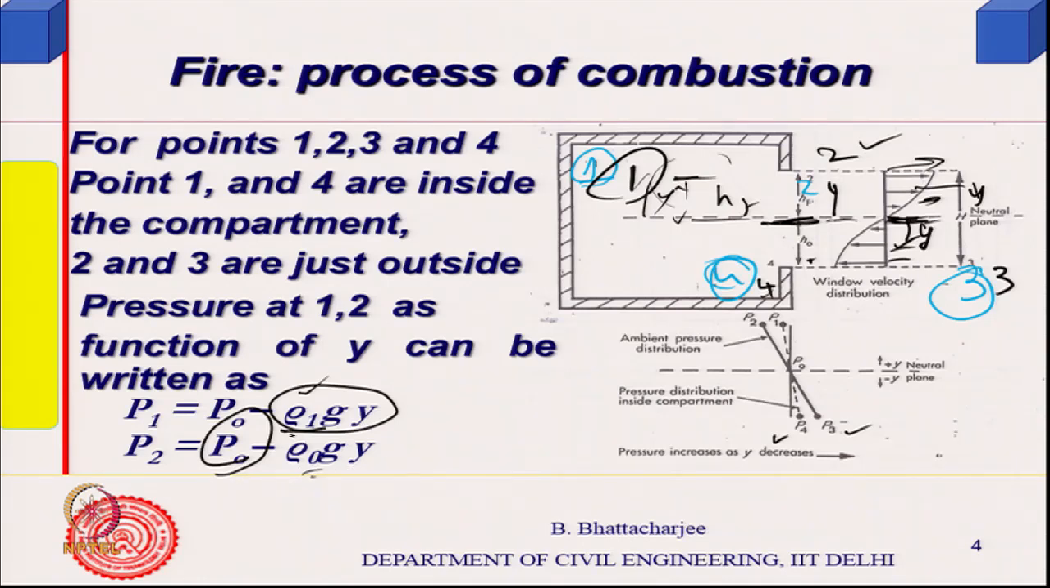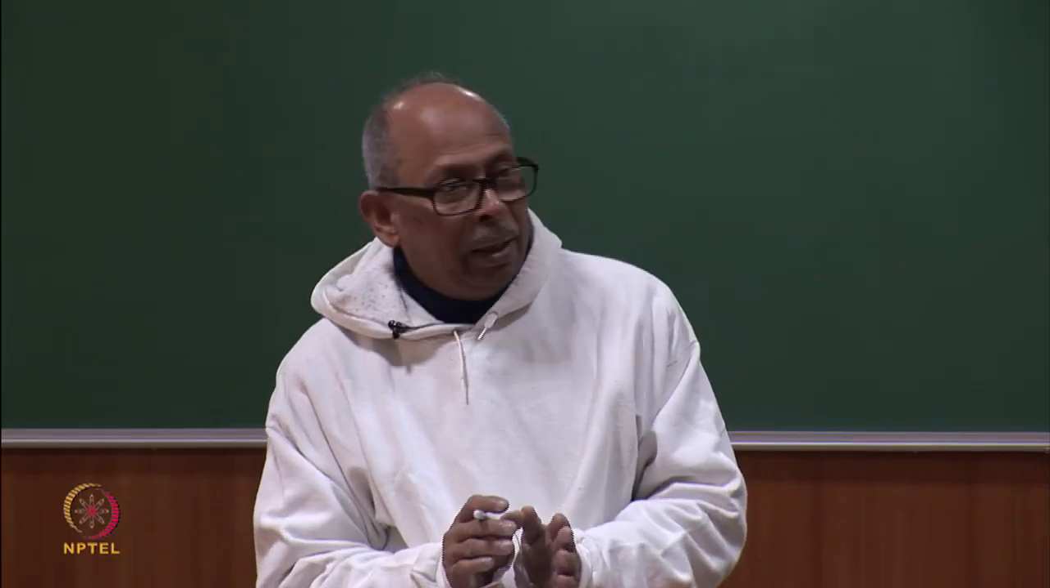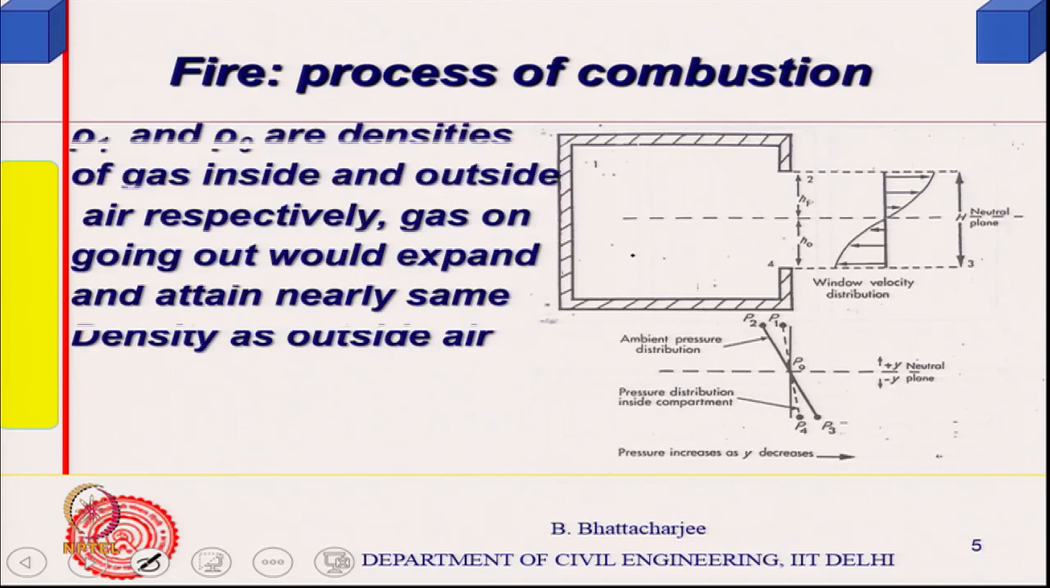Now, this value is smaller than this value, because the inside is at higher temperature, and there is a negative sign here. So, the pressure difference P1 minus P2 comes from P0 minus rho 1 g y, where rho 1 is the density inside, and rho 1 is actually less. So, I am subtracting a lesser quantity here, and a greater quantity there. So, P1 and P2 I can express like this. Similarly, P3 and P4 I can express like this.